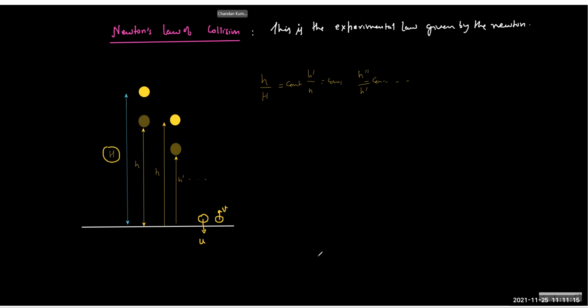So the faster you hit, the faster it will go back. The idea is that the rate at which you are separating after collision and the way you are approaching, that ratio will bear a constant value. That constant value we call the coefficient of restitution, which is a fraction between 0 and 1. So this is the experimental law given by Newton.